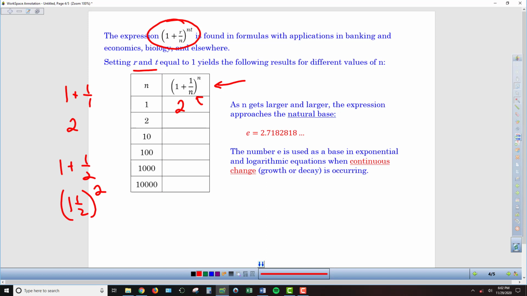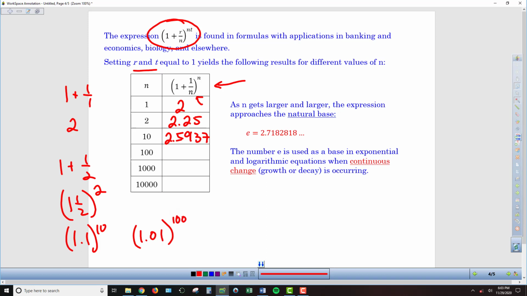So if I do 1.5 to the second power, I get 2.25, still a rational number, as all of these will be. If I plug in 10, if you do this on your calculator, we can do 1 plus 1/10, so it's basically 1.1 to the 10th power. You're going to get 2.5937, and there's more digits after that. I'm just going to round off to the 10,000th place. If we plug in 100, we're now looking at 1 plus 1 over 100, so 1.01, to the 100th power.